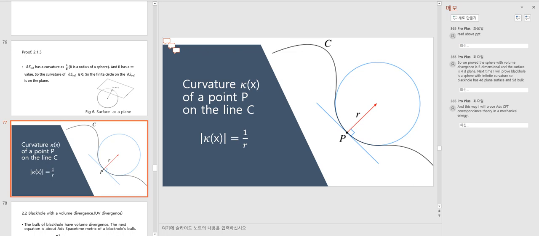Next time, I will prove a black hole is a sphere with infinite curvature. So, a black hole has a 4D plane surface and a 5D bulk. And this way, I will prove AdS/CFT correspondence theory in a mechanical energy.